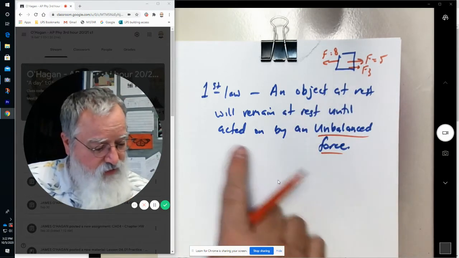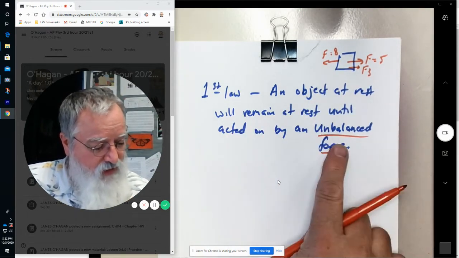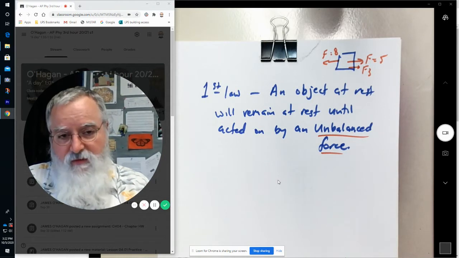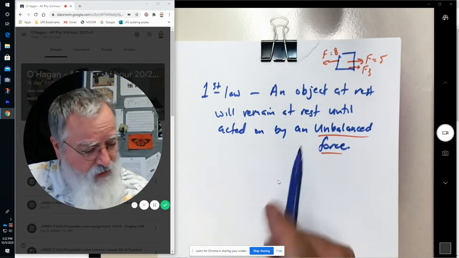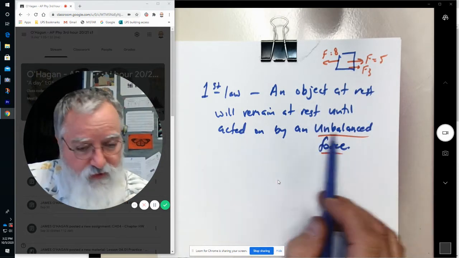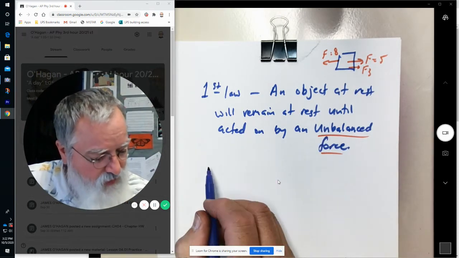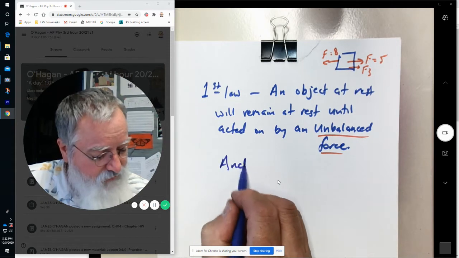Unbalanced forces. An object at rest will remain at rest until acted on by an unbalanced force. That's the first part. If they're balanced, it's going to keep. An object at rest will remain at rest as long as the forces are balanced. That's another way to put this. Okay, and here's the second part of this.